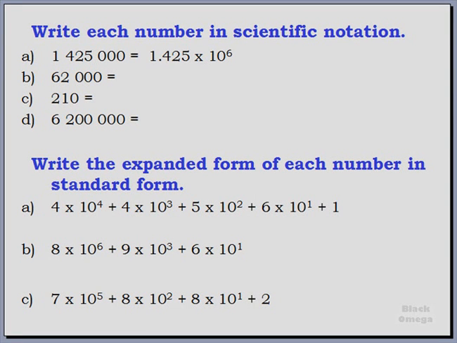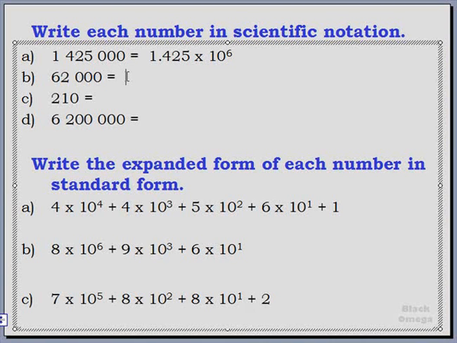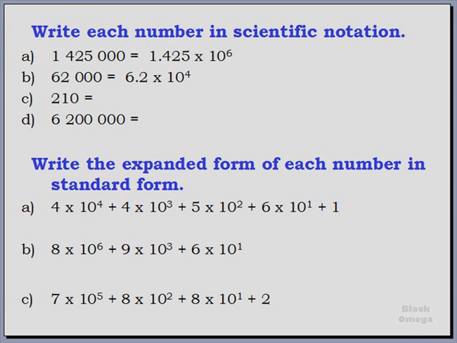Now if you did the math and multiplied it by 10 to the power of 6, you will end up with 1,425,000. Let's try the next one here. We have the number 62,000. So again, our first factor has to be between 1 and 10. So we can move the decimal until we get 6.2. Now how many times did we move the decimal to get it to 6.2? And that's going to equal our exponent. And there you have it there, boys and girls, 10 to the power of 4, because we had to move that decimal 4 times. So 6.2 times 10 to the power of 4.